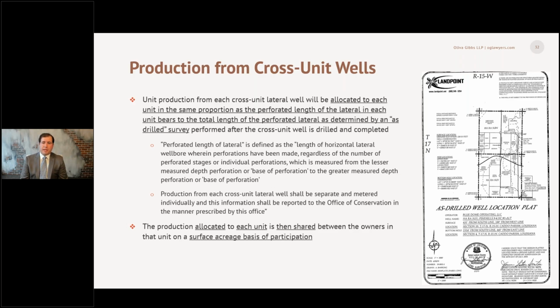So again, you have a 10 acre tract in one of these 640 acre units. As we discussed, they own 100% working interest, they would get allocated production on a 10 over 640 basis. Let's say the perforated lateral is 55% in their unit and 45% in the other unit. In that case, for all production from that cross unit well, that owner is going to get 10 over 640 based off production from their unit, and then they're going to get further reduced by 55%, because the 55% is the perforated lateral length in their unit. So that's how you're going to allocate production.